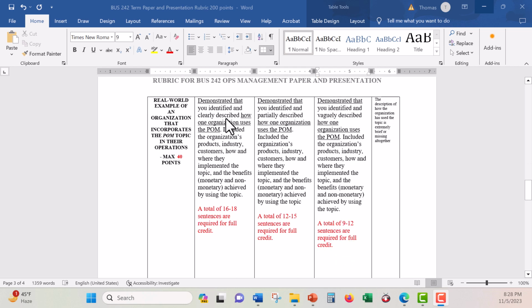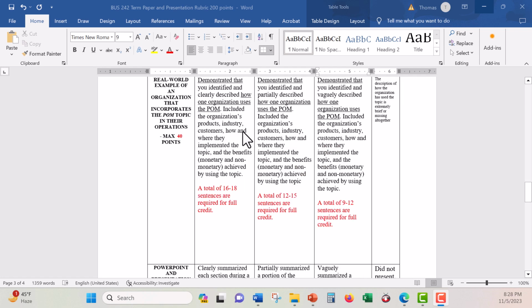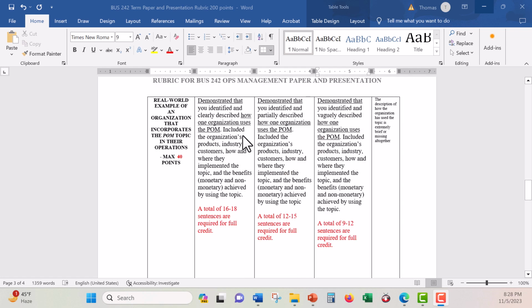And last but not least, the real-world example of an organization that incorporates the POM topic in their operations. So demonstrate that you identified and clearly described how one organization uses the POM. Include the organization's products, industry, customers, where they implemented the topic, and what was achieved by using this topic. A total of 16 to 18 sentences are required for full credit.